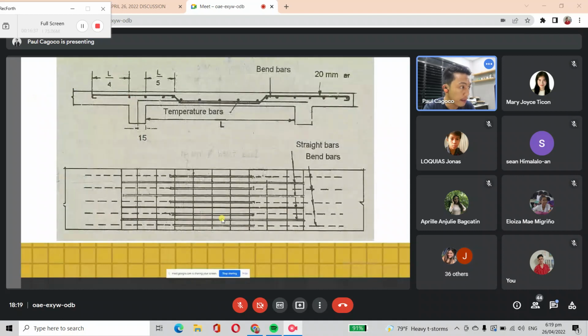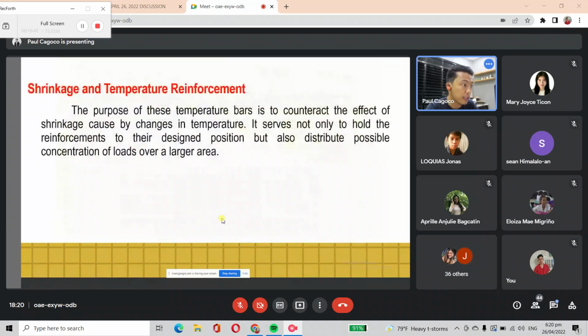So, posita diri sa shrinkage and temperature reinforcement. So, makita na to diri sa ato ang section nga natay gitawag nga temperature bars. So, anything nga perpendicular sa imong straight bars, mao na imong gitawag nga temperature bars. So, the purpose of these temperature bars is to counteract the effect of shrinkage caused by changes in temperature. It serves not only to hold the reinforcement to their designed position, but also distribute possible concentration of loads over a larger area. So, dili man sad pwedeng ang atong straight bars lang sa dagsaligan o katong bent bars.